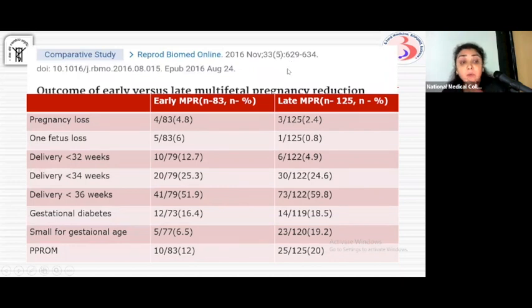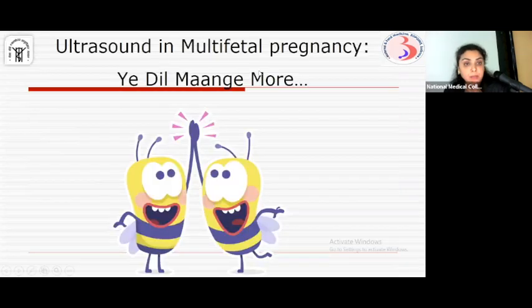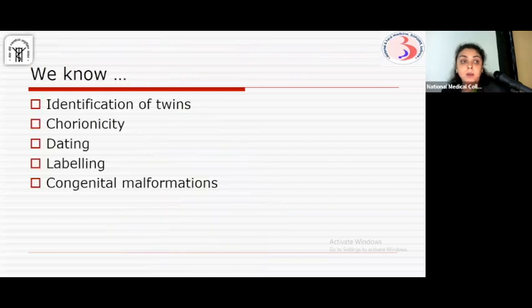why do we have to do a multi-fetal pregnancy reduction? Because we all know that higher order pregnancies are at high risk of maternal and fetal morbidity. So definitely when we are doing an ART, we want more. If we are going for this, let us have a twin pregnancy, and we want the mother and the baby, all of them, to be fine at the end of the pregnancy. So apart from identification of the twin, chorionicity, dating, labeling, we also look for congenital malformations.